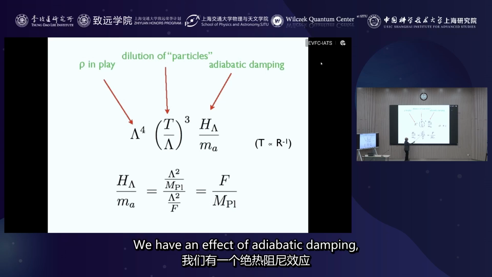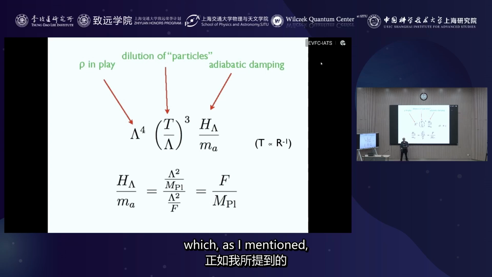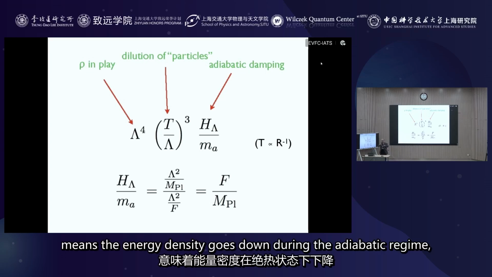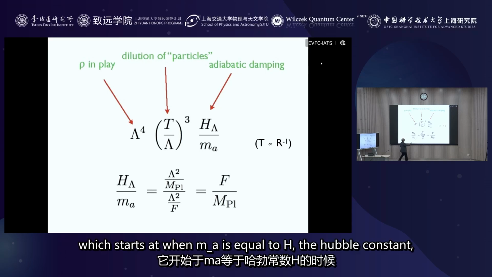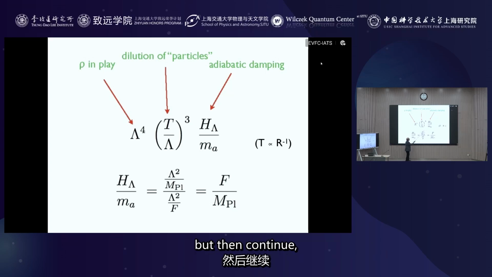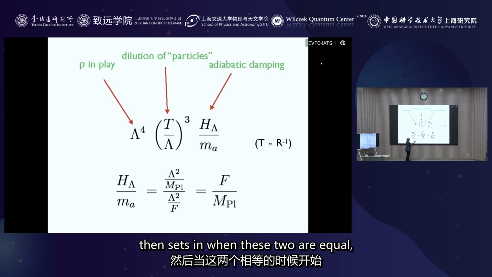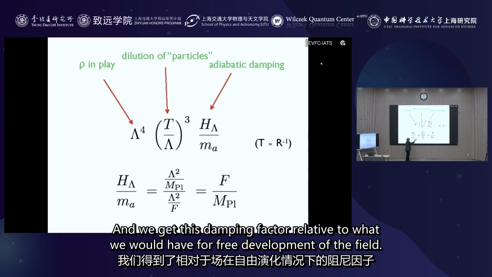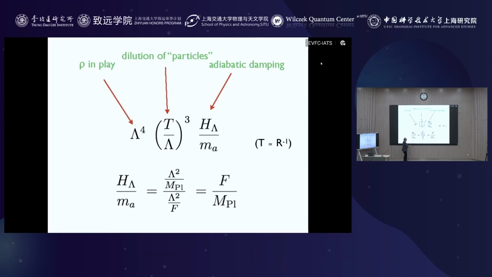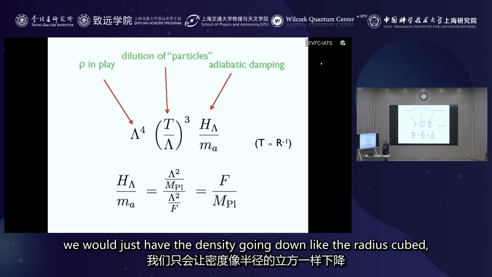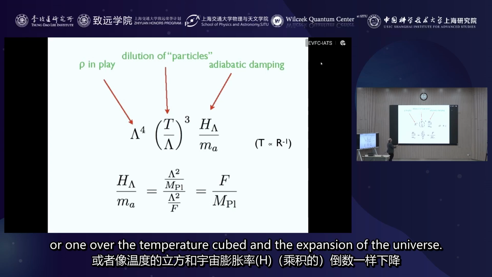We have an effect of adiabatic damping, which, as I mentioned, means the energy density goes down during the adiabatic regime, which starts when Ma is equal to H, the Hubble constant, the rate of expansion of the universe. But then the mass goes up and we get this damping factor relative to what we would have for free development of the field. If we had free development of the field, we would just have the density going down like the radius cubed, or 1 over the temperature cubed in the expansion of the universe.